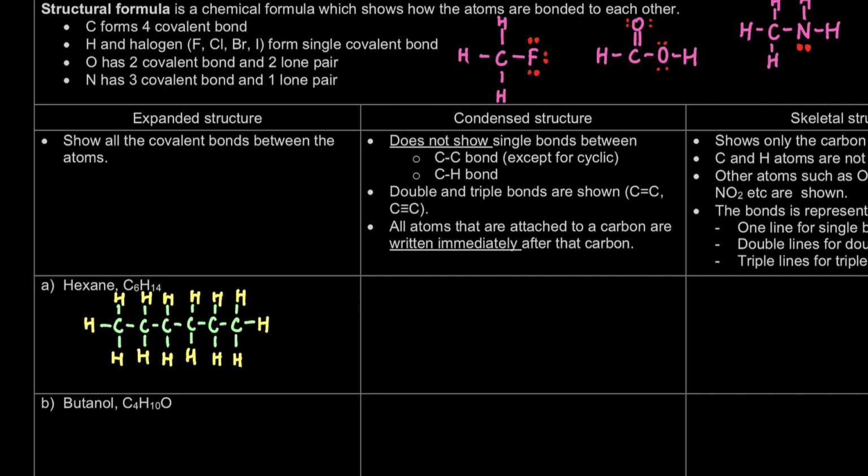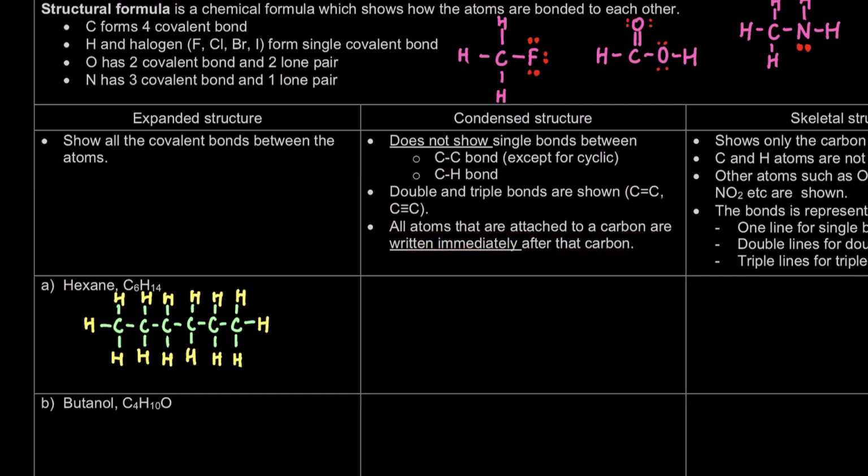Okay, next we're going to look at the case of condensed structure. Condensed structure does not show the single bond between the carbon-carbon bond and carbon-hydrogen bond, except for cyclic. So later on for the condensed, we're not going to show all the single covalent bonds present here. But the double and triple bonds are shown. And all atoms that are attached to a carbon are written immediately after that carbon.